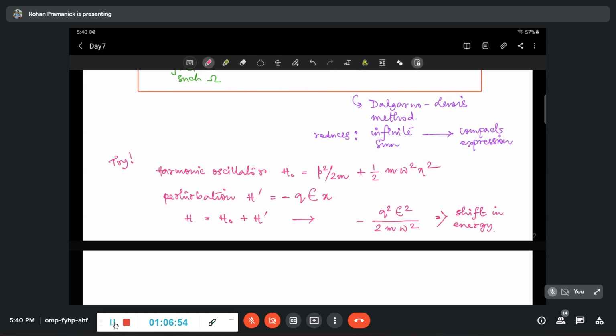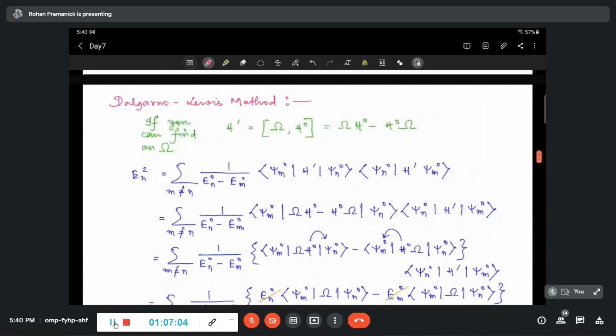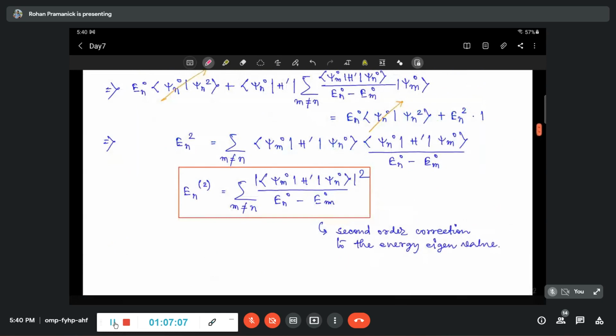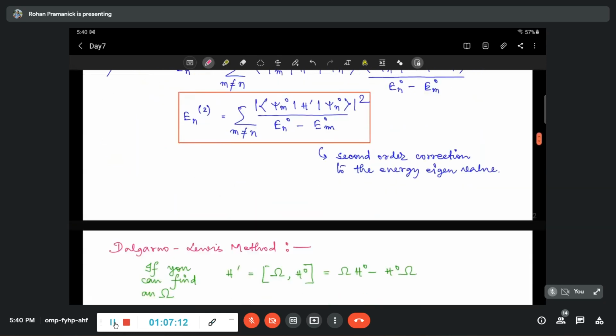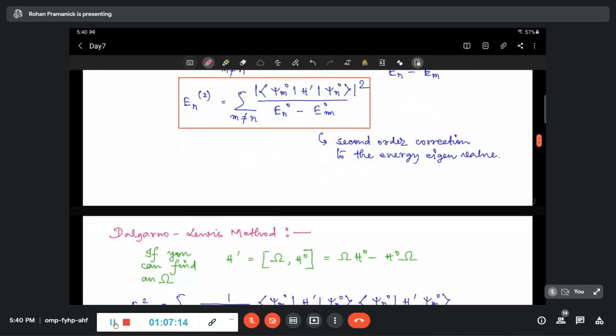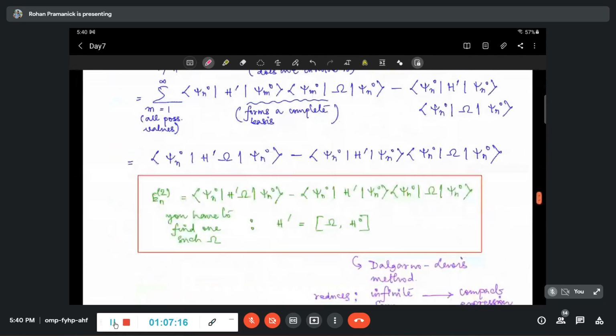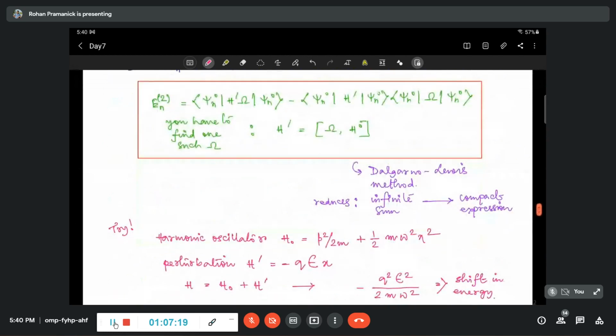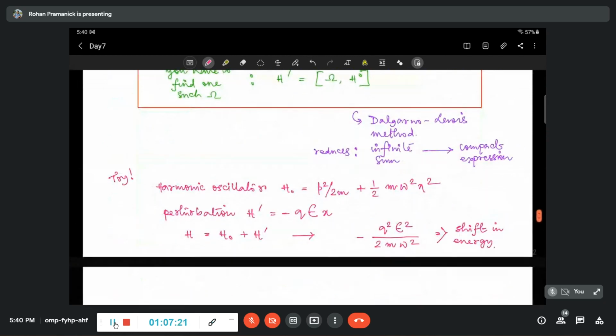Is my question clear? Your first order correction is zero, and let's say that your second order correction you do by any method. Let's say you use this summation, you do practically an infinite number of integrals and add. Even if you have succeeded in doing that, by this method, you have come up with the solution, and by chance your solution gives you minus q squared epsilon squared by 2m omega squared. What will be your conclusion for the higher order correction in energy? Let's say third order, fourth order, and so on.